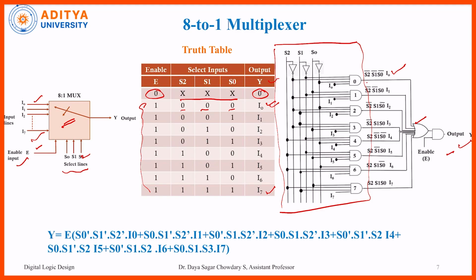So this is the simple construction for the 8:1 multiplexer, and the output equation is a product of the enable signal with the equation. We already learned the equation from the 4:1 multiplexer. Likewise, it is the same equation, but we are increasing to 3 selection lines, because of the combinations. According to the combinations, the inputs are increased from 4 to 8. So depending on the 8 inputs, we multiply this entire equation with the enable signal.